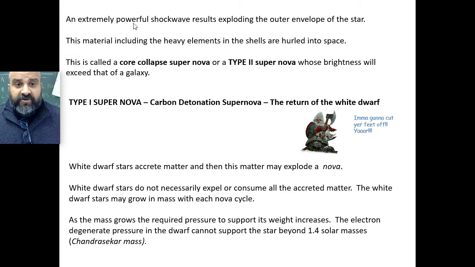So that rebound creates a huge shock wave that explodes outwards, rips apart the outer non-burning layer of the star, and the shells of all the other elements. All those element shells and the non-burning layers of the star explode outwards. So this hurls heavy elements and all these particles into space, that can be used to build new stars.